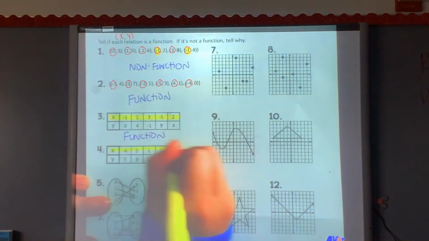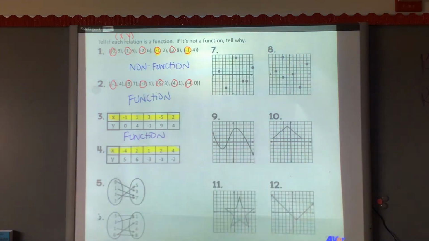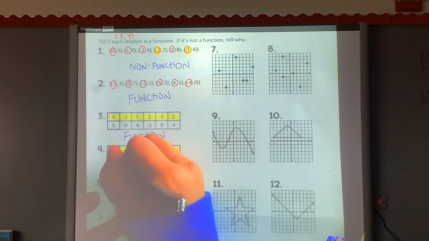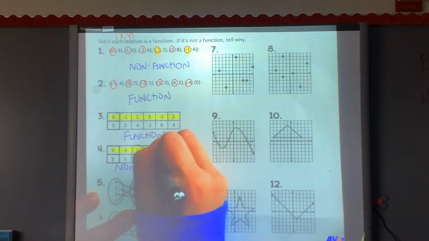On number 4, let's look. We have -4, 2, 1, 2, and 4. What I do notice is that these 2's repeat. We have a non-function.